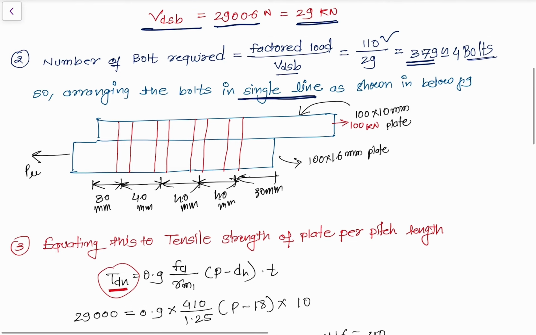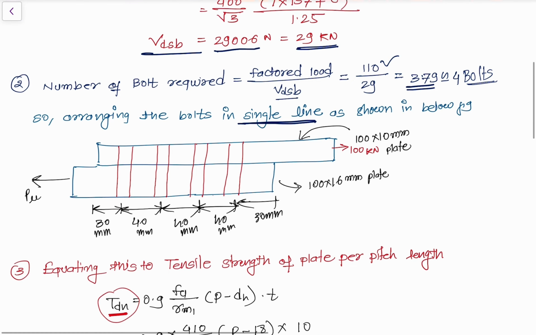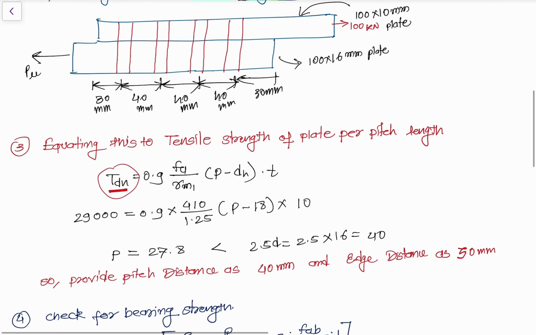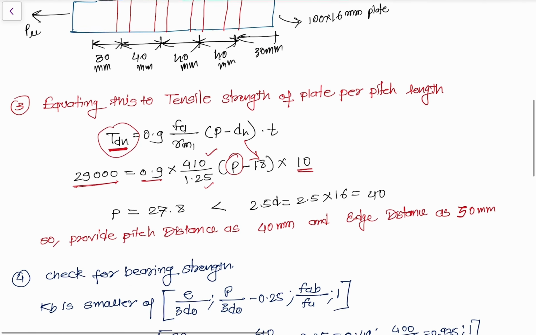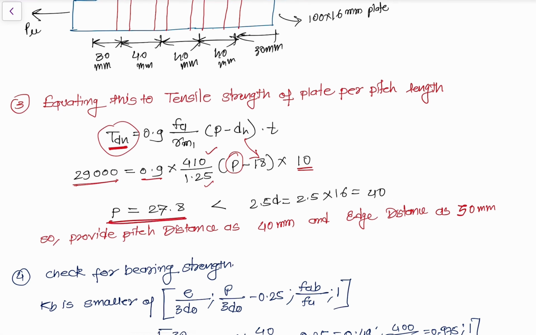Now if you check my last video, I multiplied this VDSB by 2. Why? Because we provided bolts in 2 lines. But in this situation, we provided the bolts in a single line. So we need to only take VDSB equal to VDN over here. That's the reason I have taken 29,000 Newton equals 0.9 as it is, FU we have 410, gamma M1 1.25. Pitch we need to calculate from here, and DN we already calculated as 18, multiplied by thickness; I have considered 10 mm as the thickness, for the first bolt. So I got a pitch distance of 27.8 mm.